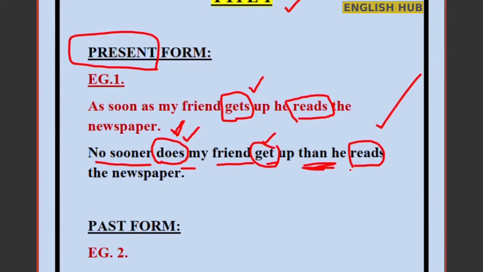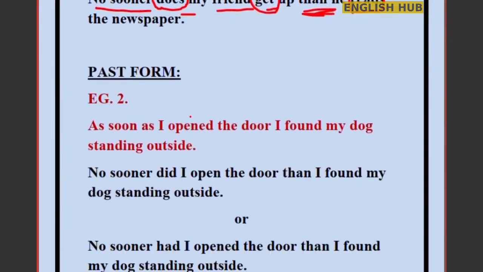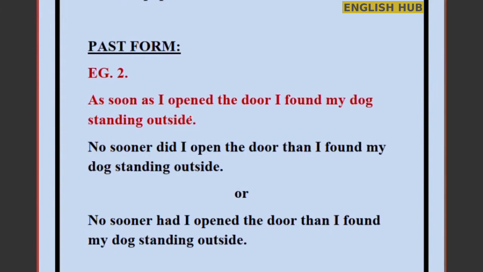We have to remember, if the sentence is in the present form, then we need to use the helping verb. What helping verbs? Either does or do. When will we use does? When it is singular. When it is plural, you will write do. If it was my friends, then it would be no sooner do my friends get up than they read the newspaper. Clear? Next we'll move to the past form. This is one form, very easy.